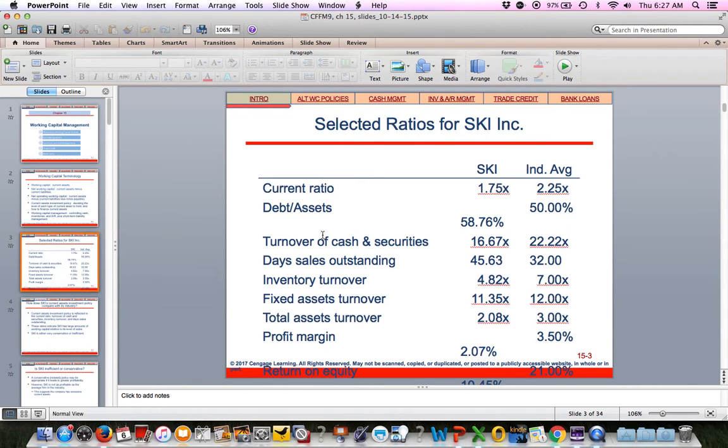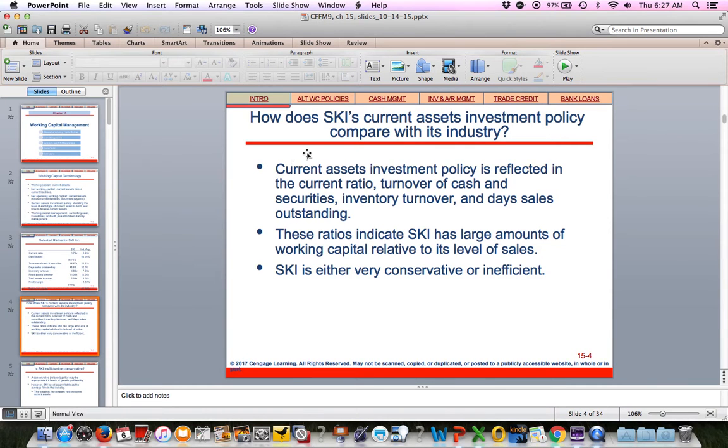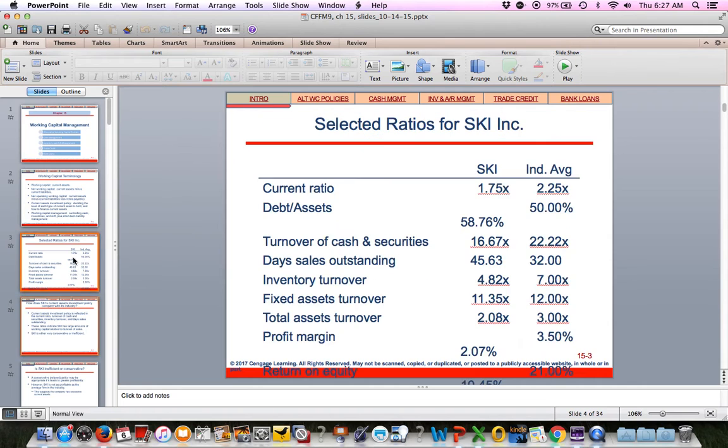And so they're going to ask us some questions about this, and I'm realizing that my PowerPoint's numbers are a little bit goofy here. You can't see all the numbers, but return on equity down here is one also you can see. It's kind of hiding out at the bottom there. How does Ski's current asset investment policy compare with the industry? They're going to talk right here about current asset investment policies reflected in the current ratio, turnover of cash and securities, inventory turnover, and days sales outstanding. So we can look at these ones right here. The first four is what they're really referring to.